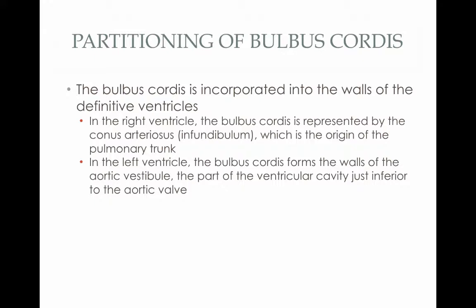On the left side, the bulbous cordis again is incorporated into the walls of the left ventricle. On the left side, it forms the walls of the aortic vestibule and part of the ventricular cavity just inferior to the aortic valve. And the left ventricular outflow tract, or LVOT for short.